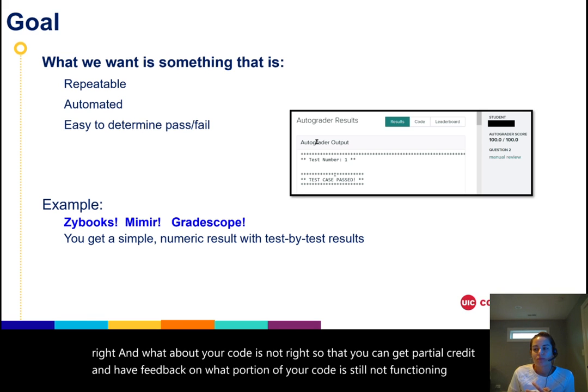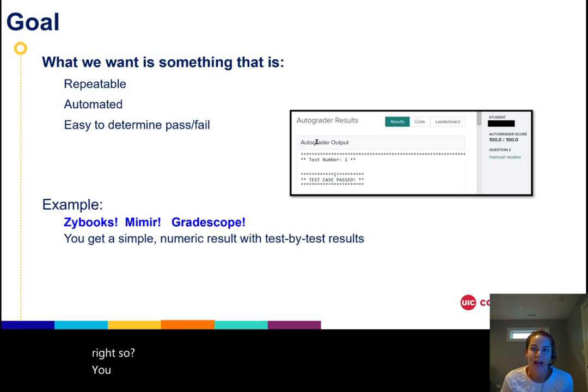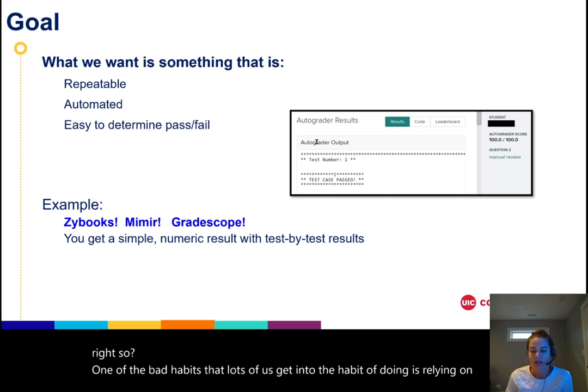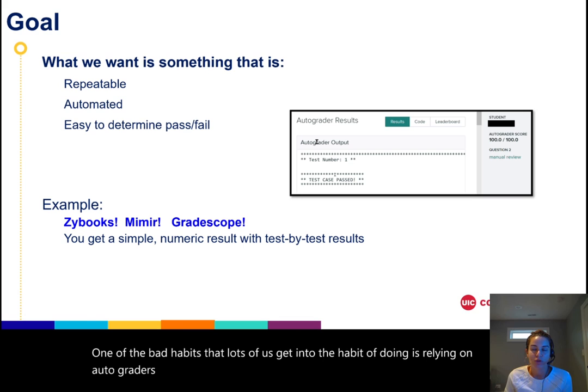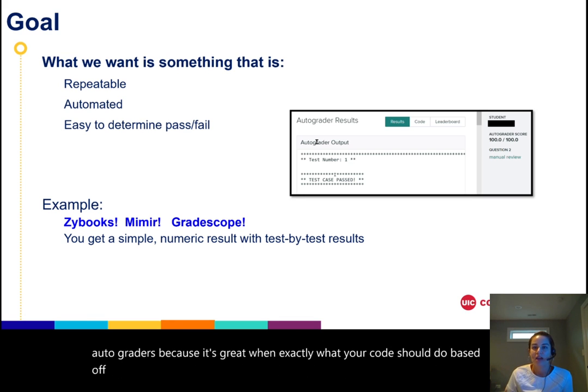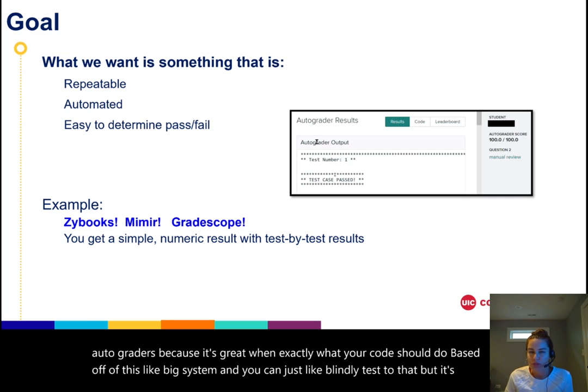So one of the bad habits that lots of us get into is relying on autograders, because it's great when you know exactly what your code should do based off of this big system, and you can just blindly test to that. But that's not really very realistic with code writing.